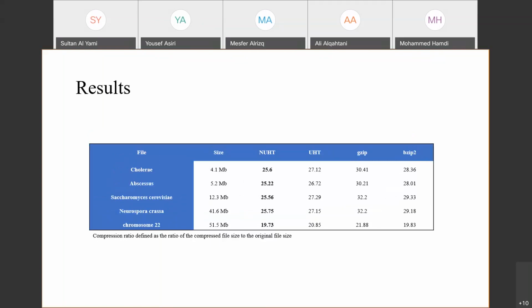We compared the non-greedy implementation against the previous greedy and balanced Huffman tree implementation and both gzip and bzip2. The compression ratio is defined as the ratio of the compressed file size to the original file size. For all genomes, the non-greedy implementation shows improvement in the compression ratio gain compared to the others. The improvement reached 1 to 2% when compared with the unbalanced Huffman tree, reached 5 to 7% when compared with gzip, and reached 3 to 4% when compared against bzip2.